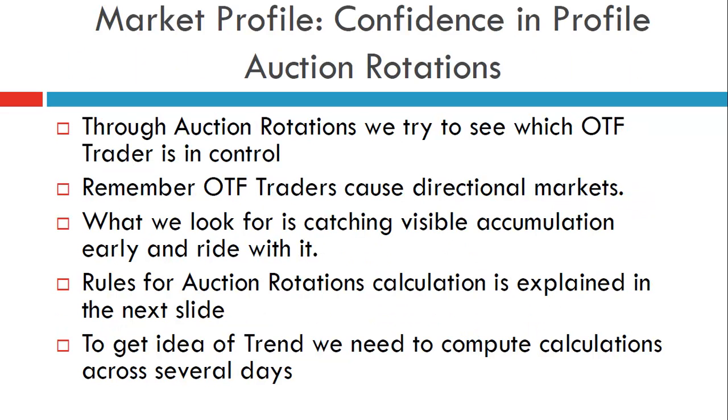Okay, so first is auction rotation. Now, auction rotation is more popularly called the rotation factor. It's just a numerical calculation we do based on how the price is moving to get a numerical confidence level indicator, you may term it. What we need to see is whether the rotation factor number is positive or negative. If the rotation factor number is negative, that means other time frame sellers are in control. If the rotation factor number is positive, that means the other time frame buyers are in control.